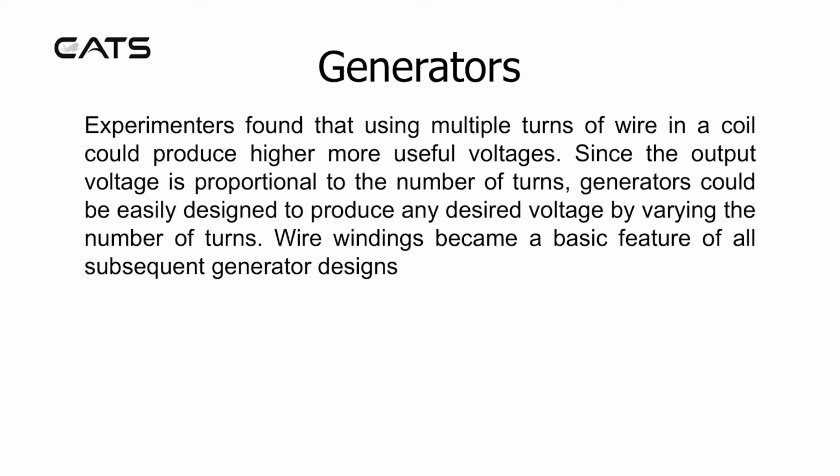Experimenters found that using multiple turns of wire in a coil could produce higher, more useful voltages. Since the output voltage is proportional to the number of turns, generators could be easily designed to produce any desired voltage by varying the number of turns. Wire windings became a basic feature of all subsequent generator designs.